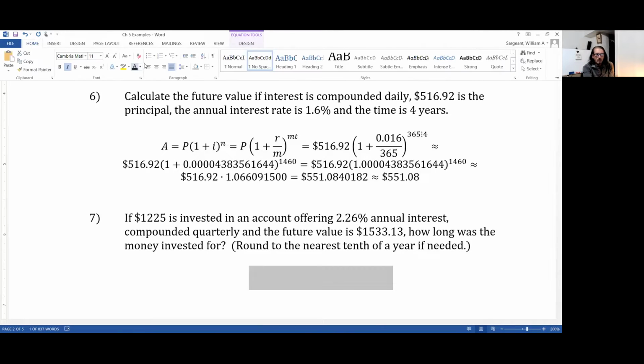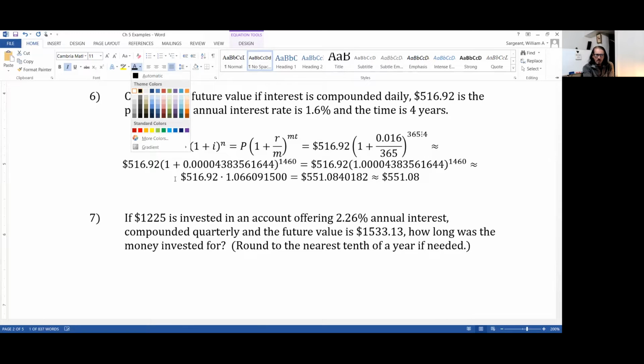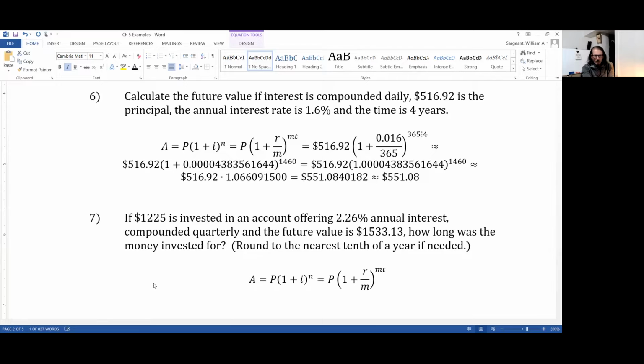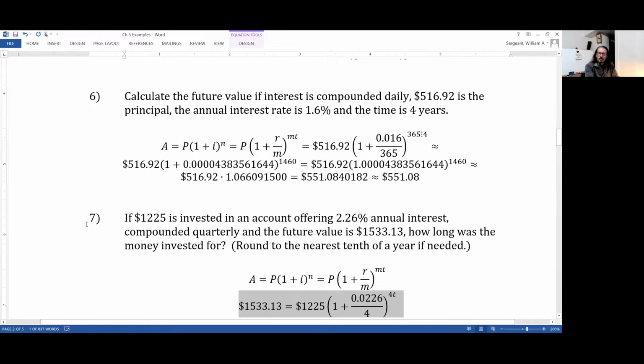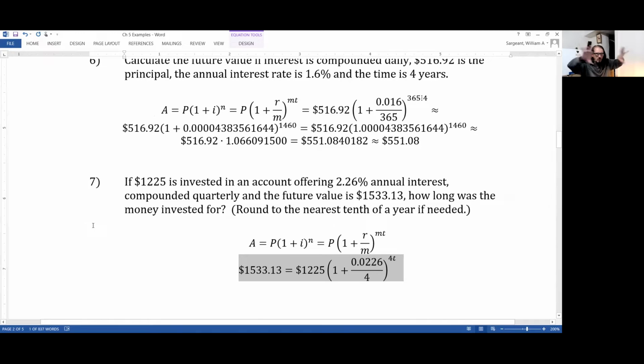Okay, well, let's see here. Plugging those things into that same formula we just used in number 6. Again, I is equal to R over M, and N is equal to M times T. So I tend to just go ahead and plug those in, because rather than chunking it up into 3 different smaller formulas instead of one single formula, you're going to be applying this stuff according to the order of operations anyway.